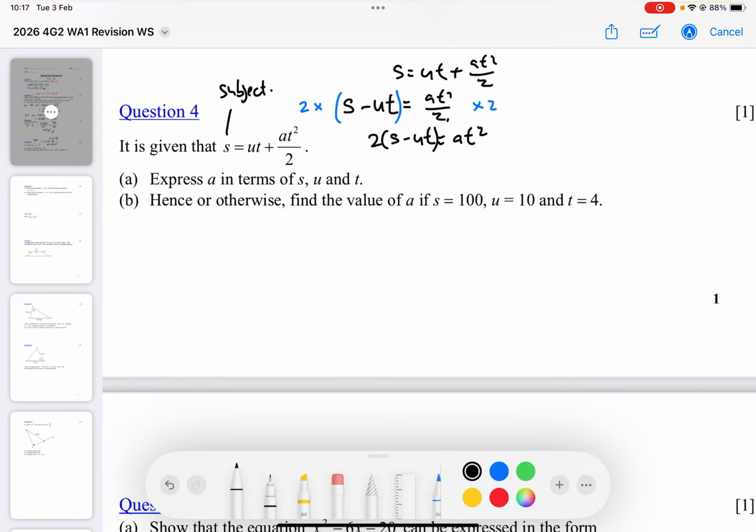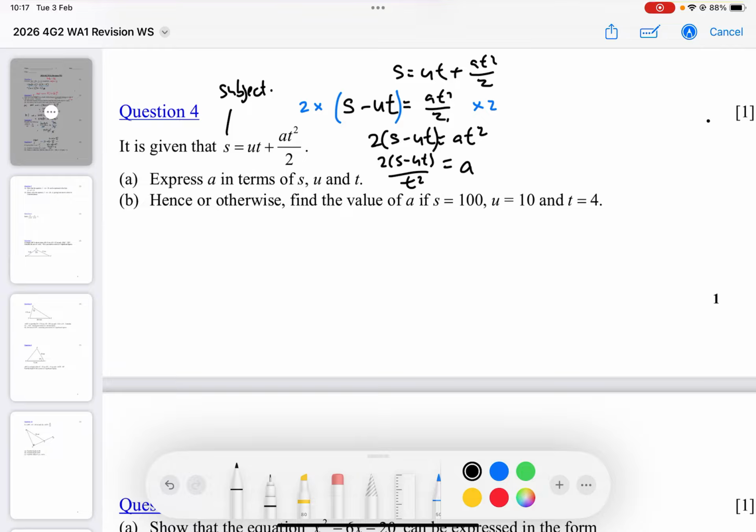So if I have 3a, I will divide the 3 across to the other side. I will divide both sides by 3. If I have 5a, I will divide by 5. So if now I have a times t squared, same thing, I want to divide by t squared. Okay, so I divide by t squared, then this will be my answer.